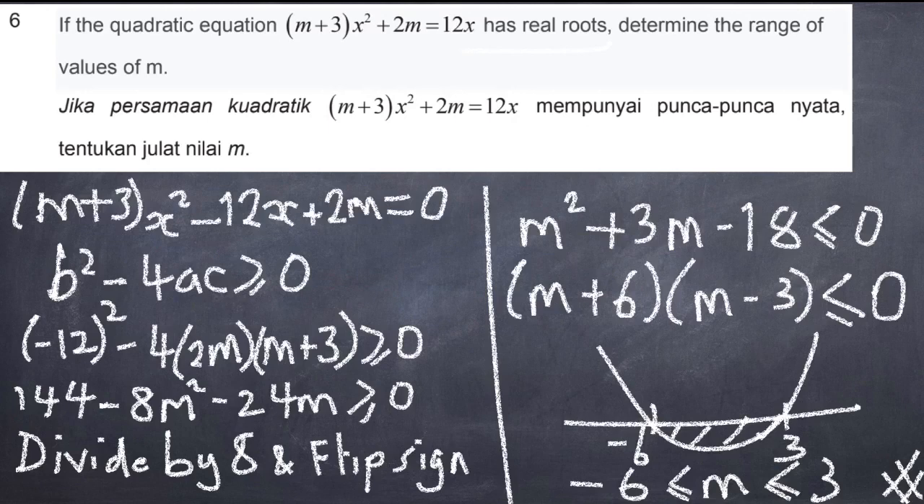So we have 144 minus 8m squared minus 24m more or equal to 0. But because my m squared has a negative sign and also a very huge number, we're going to simplify the expression by dividing by 8 and flip the sign. So everything will be flipped, including all the signs. You will get m squared plus 3m minus 18 less or equal to 0. Then we factorize to find the two roots. So you will have (m plus 6)(m minus 3) less than or equal to 0. You have to sketch the graph. You put negative 6 on the left side, 3 on the right side. Because it's less, it's below. So the final answer will be negative 6 less or equal to m less or equal to 3. So m lies between negative 6 and 3.